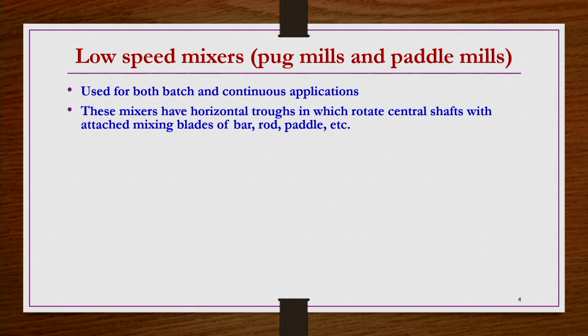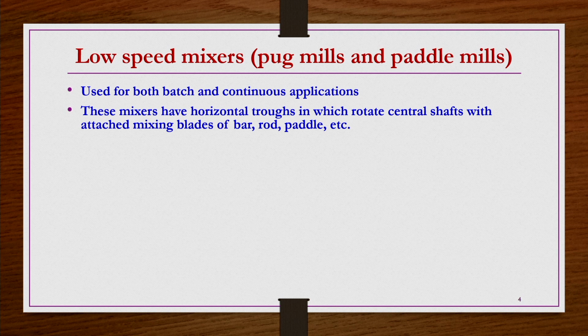In general, these low speed mixers have horizontal troughs in which central shafts rotate, with attached mixing blades of bar, rod or paddle type etc. being used. So we are going to see a schematic also in the next slide, showing how they operate.